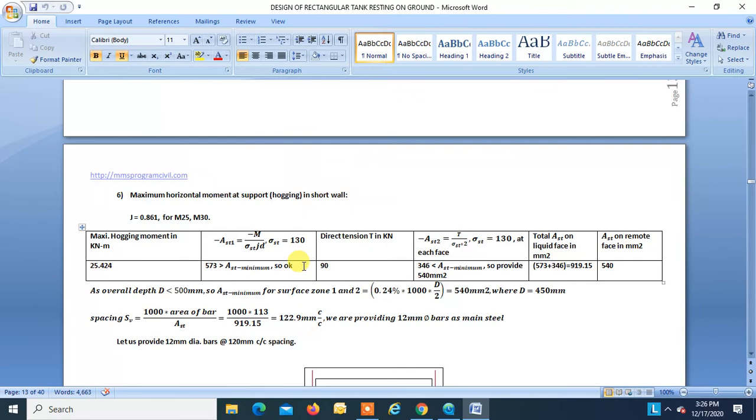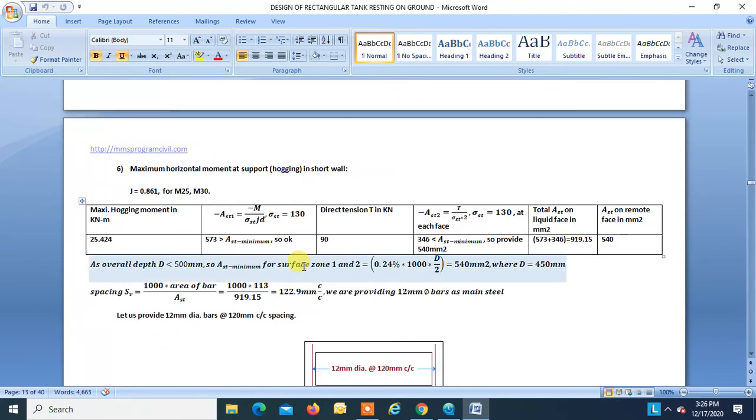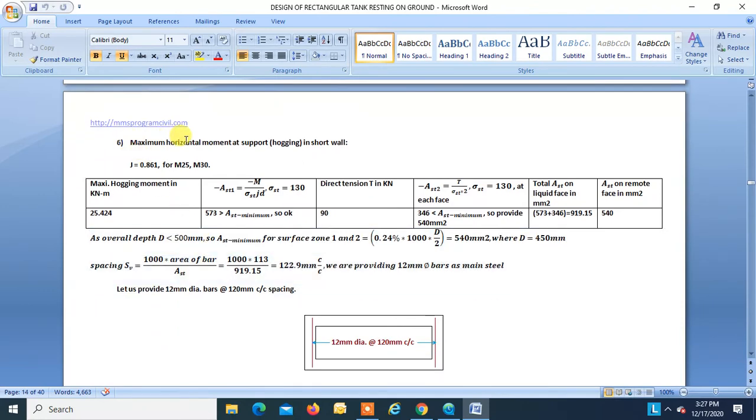Now the same steps have to be repeated for the short wall. Maximum horizontal moment at support, hogging in short wall, that is 25.424. Steel required is 573. This is hogging moment, and this is horizontal moment. So for hogging moment the tension will be on the liquid face, so the steel has to be provided on the liquid face.